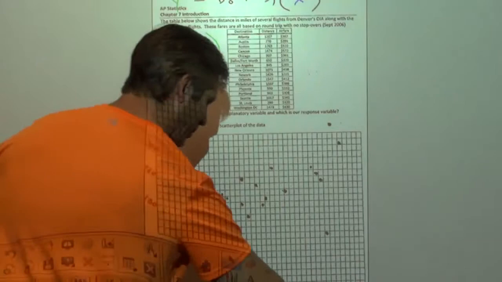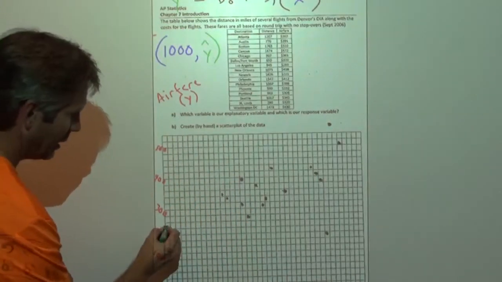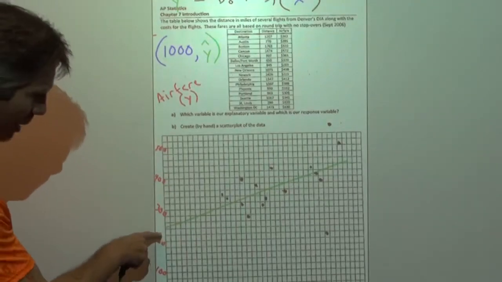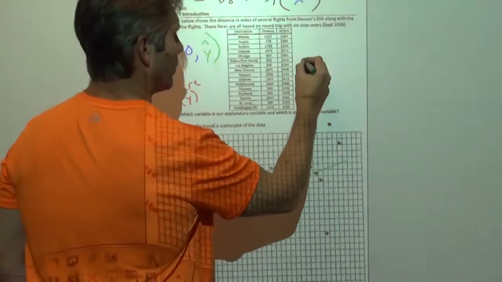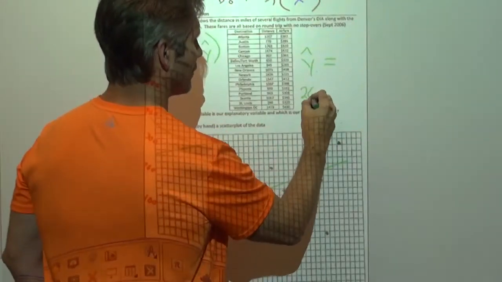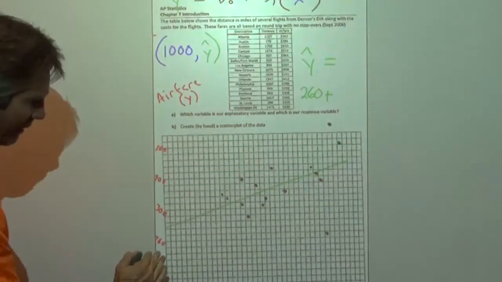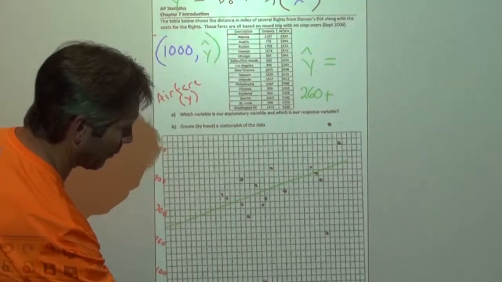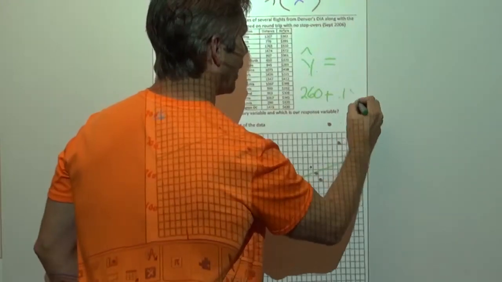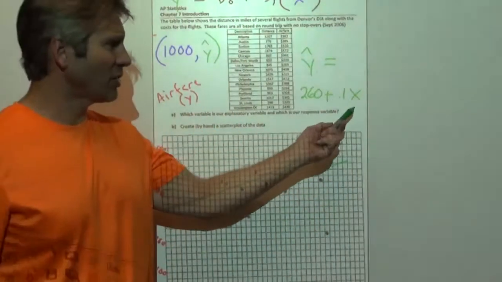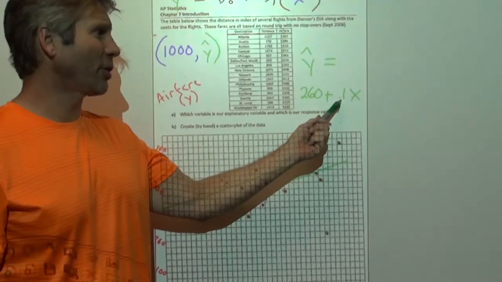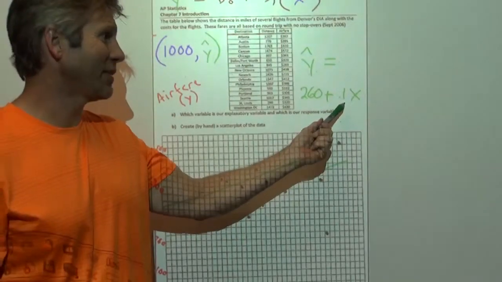So if we looked at this, we'd say, well, our prediction line might do something like this, and so the y-intercept might be at about 260. So we'd say, hey, our prediction line is y hat equals 260 plus, and then every time we go 1,000 miles over, it's going to go up $100. So the slope might be 0.1x, meaning for every additional mile we travel, the price of the ticket, the airfare, goes up by 10 cents, 1/10 of a dollar.